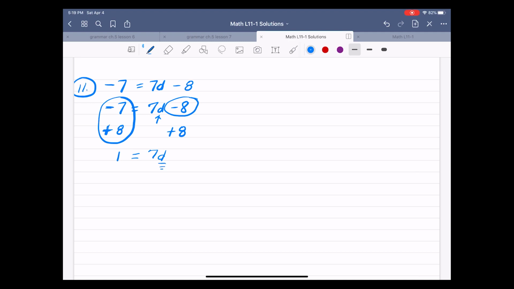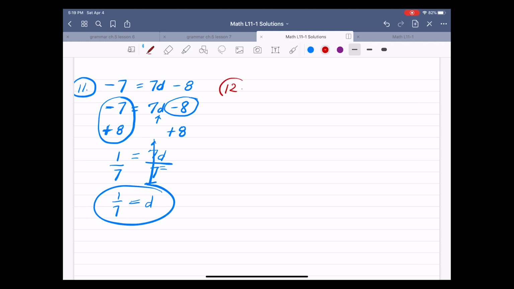Now we want to isolate d. What operation is being performed on d? Times 7. How do we get rid of it? Times 7, the inverse operation is divide by 7. If we divide the right, we have to divide the left. 7 divided by 7 is 1. 1 times d is d equals 1/7.